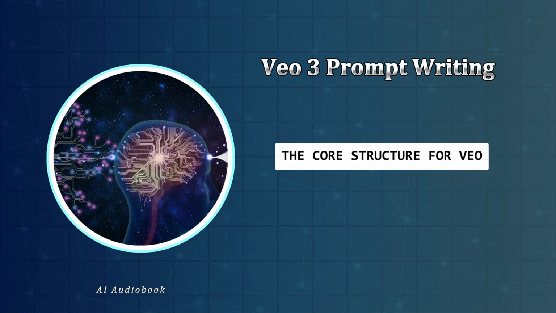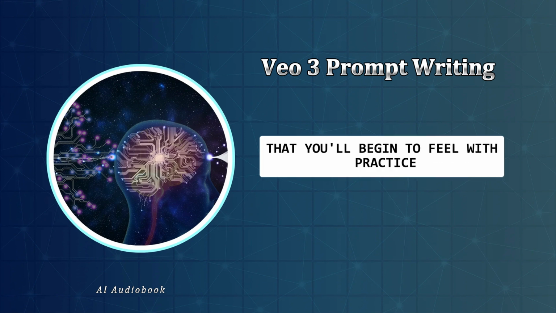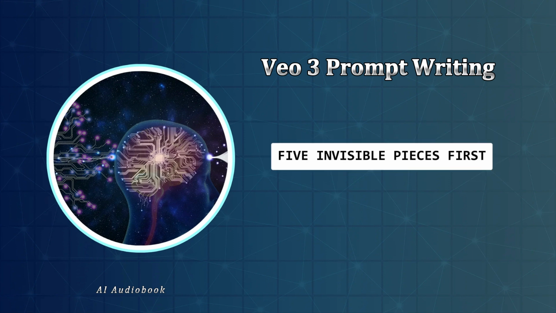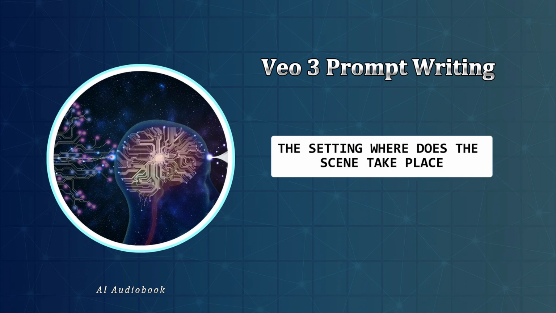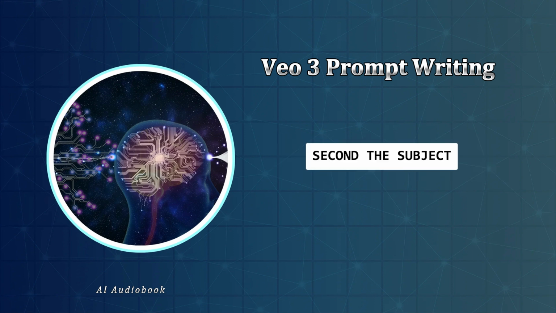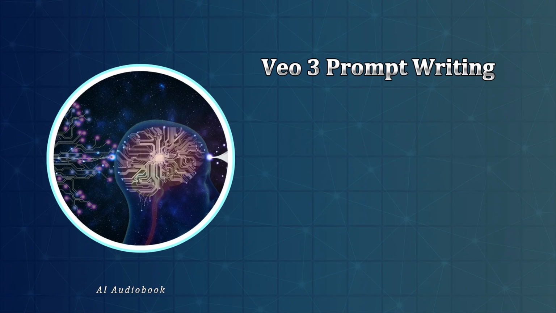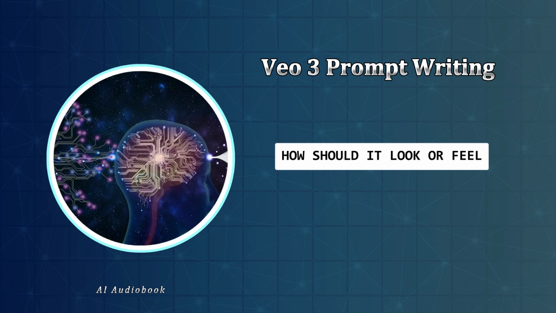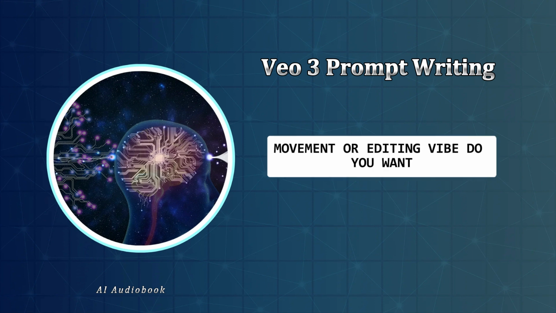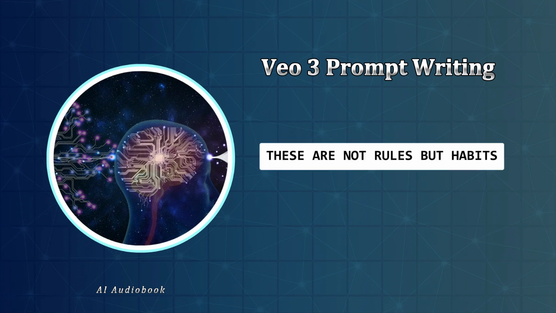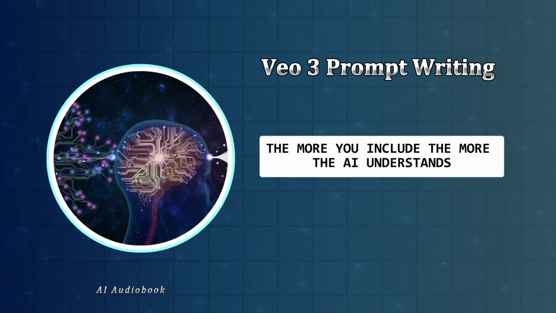The core structure for Veo prompting follows a rhythm that you'll begin to feel with practice. Think of each good prompt as having 5 invisible pieces. First, the setting, where does the scene take place? Second, the subject, who or what is being shown. Third, the action, what is happening in the scene. Fourth, the style, how should it look or feel? And fifth, the technique, what kind of camera movement or editing vibe do you want? These are not rules, but habits. The more you include, the more the AI understands.